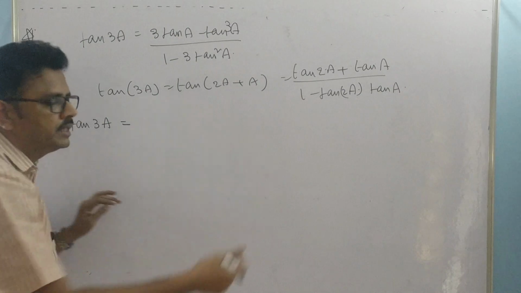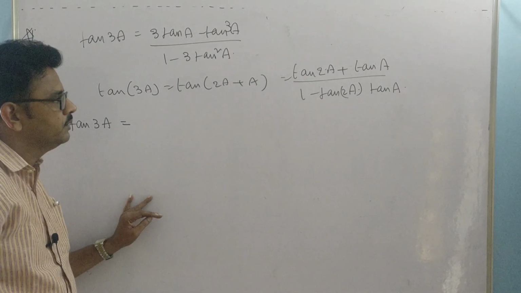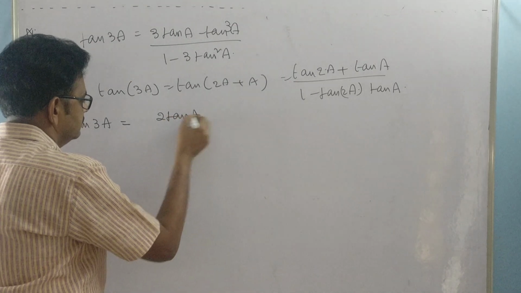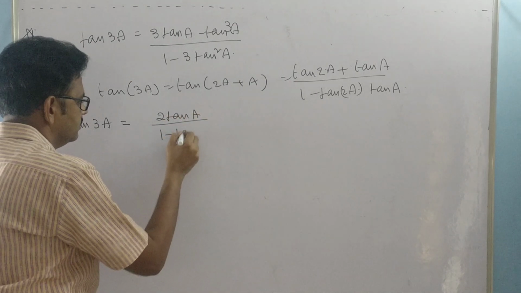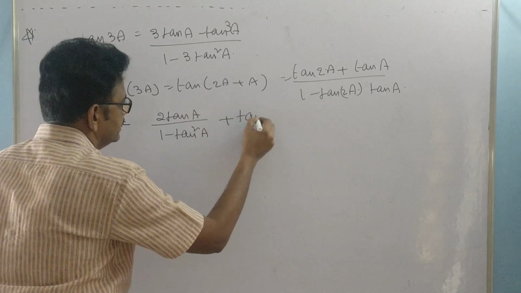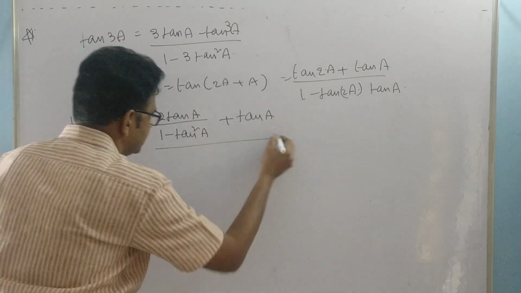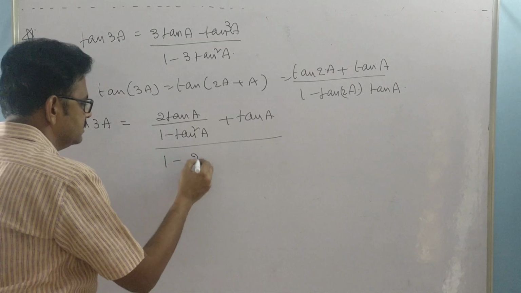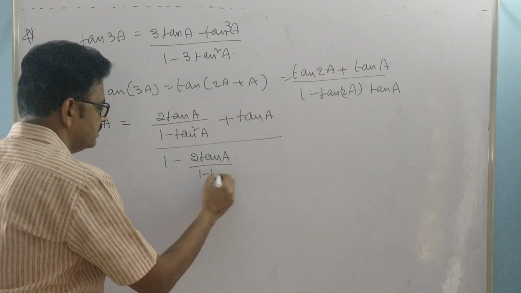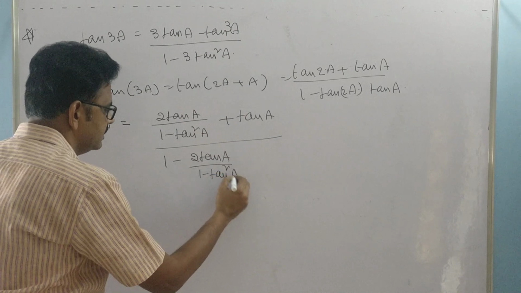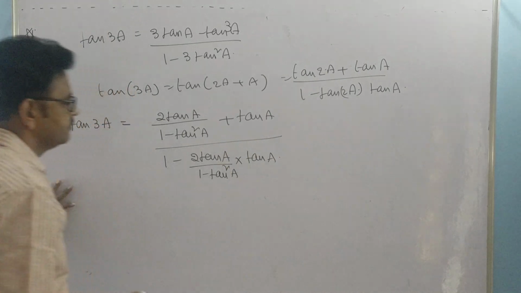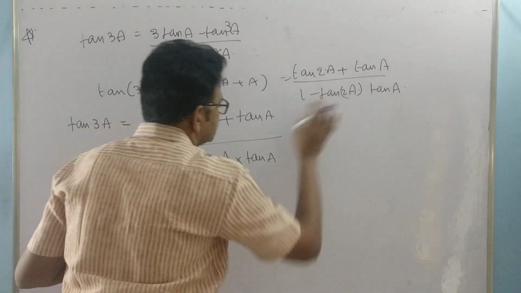Again, these are completely formulas. Here tan 2a is 2 tan a by 1 minus tan square a, plus tan a, by 1 minus 2 tan a by 1 minus tan square a into tan a.